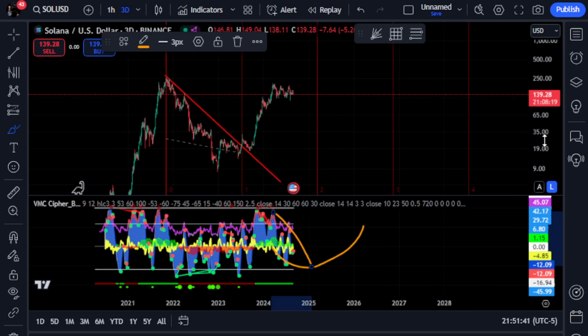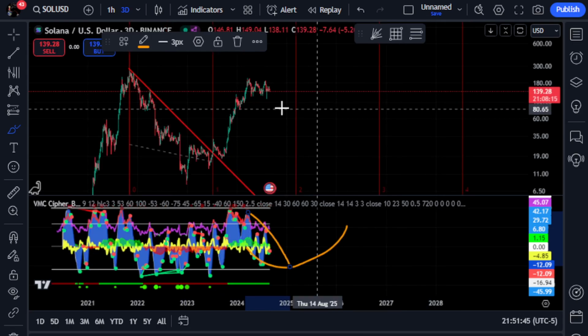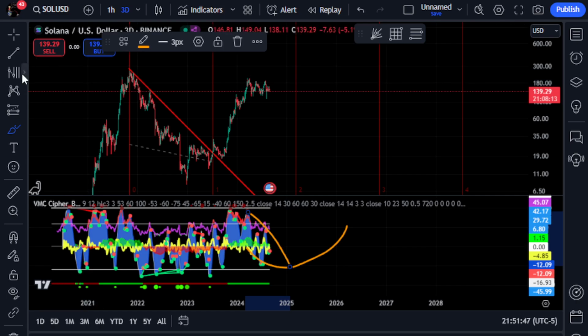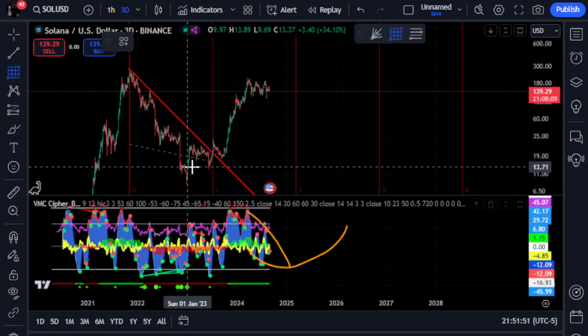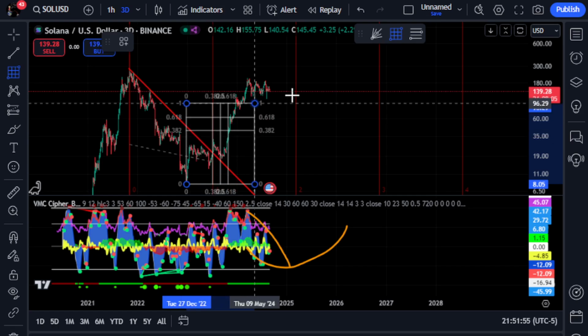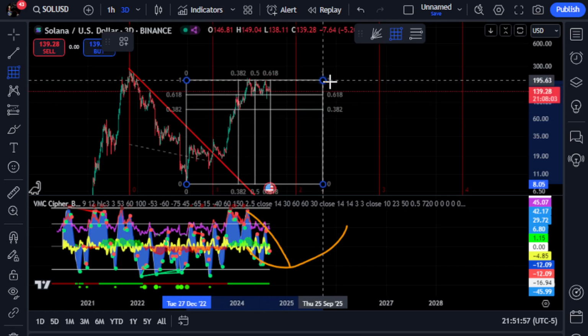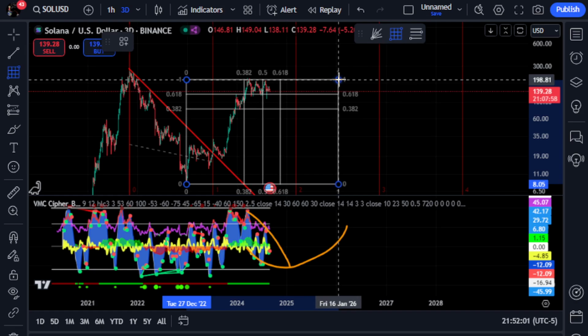So I said Gann analysis. Here we're looking at proportional time cycles. Let's grab our Gann box. Let's start right at our swing low, and let's just look for proportional relationships. We already see one in the price.